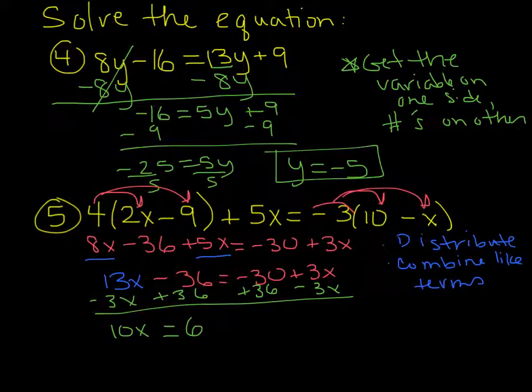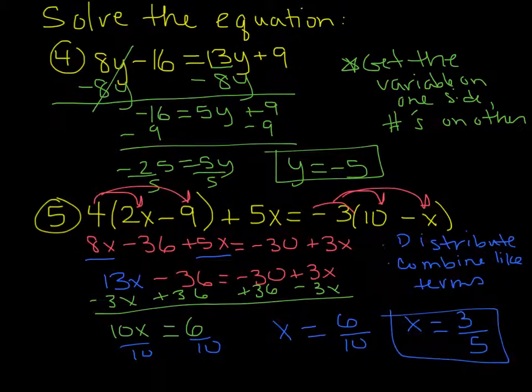So from there, I have to divide both sides by 10. You might notice that 10 does not go into 6 evenly, so we get x is 6 over 10. Do not forget to reduce. My answer will be x equals 3 over 5.